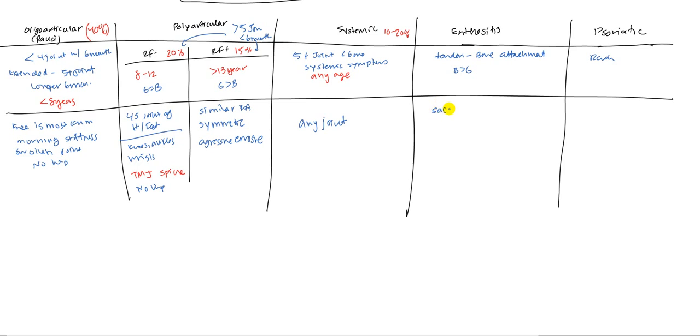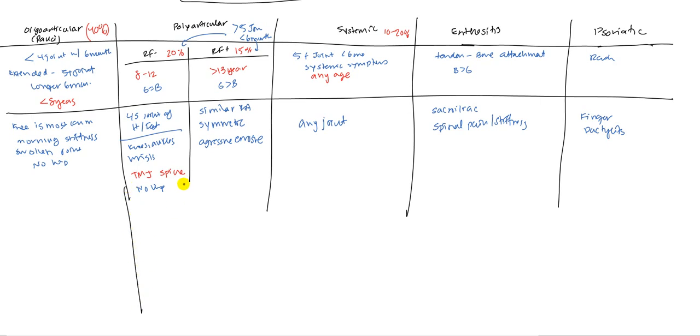Enthesitis, the sacroiliac, is a very important joint. And there's also associated spinal pain and stiffness. So this is kind of more in the back and hip area. And with psoriasis, it's primarily the fingers, causing dactylitis. So that's the issue there.